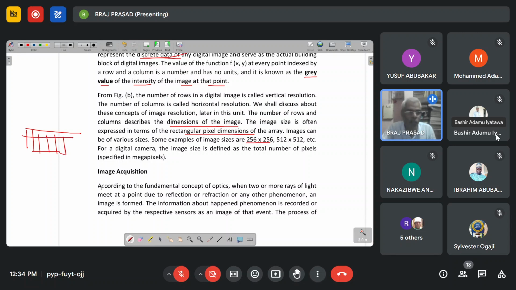512 by 512. Nowadays, the monitor generally has 1024 rows and 1024 columns. So the number of pixels will be 1024 into 1024. If you multiply these two, then you will get the resolution for this monitor. If this value is increased, then the quality will be high, and if it is reduced, the quality will be reduced.